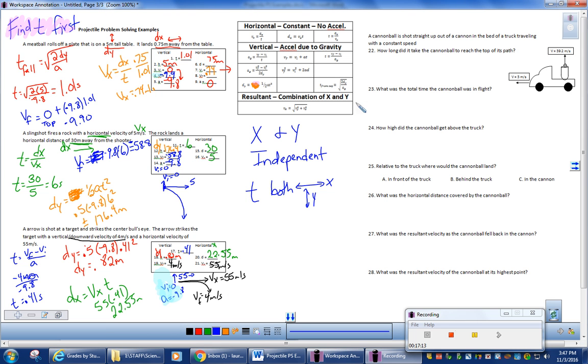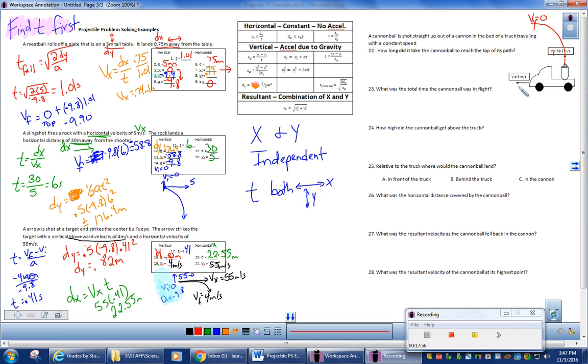All right, for a few more example problems, let's go ahead and take a look. A cannonball is shot straight up out of a cannon that is in the bed of a truck traveling at a constant speed. We saw an example demo pretty similar to this. So my cannonball is going to be fired up with a velocity of 39.2. That will be my initial velocity. When it gets to the top, my final velocity in that y direction will be 0 before it starts to fall down. So that top velocity is 0 in the vertical direction.